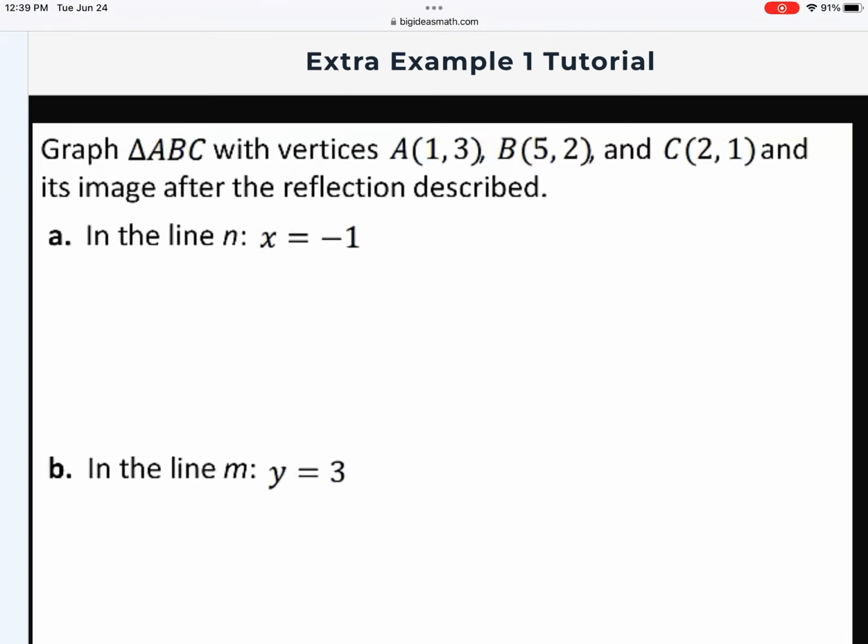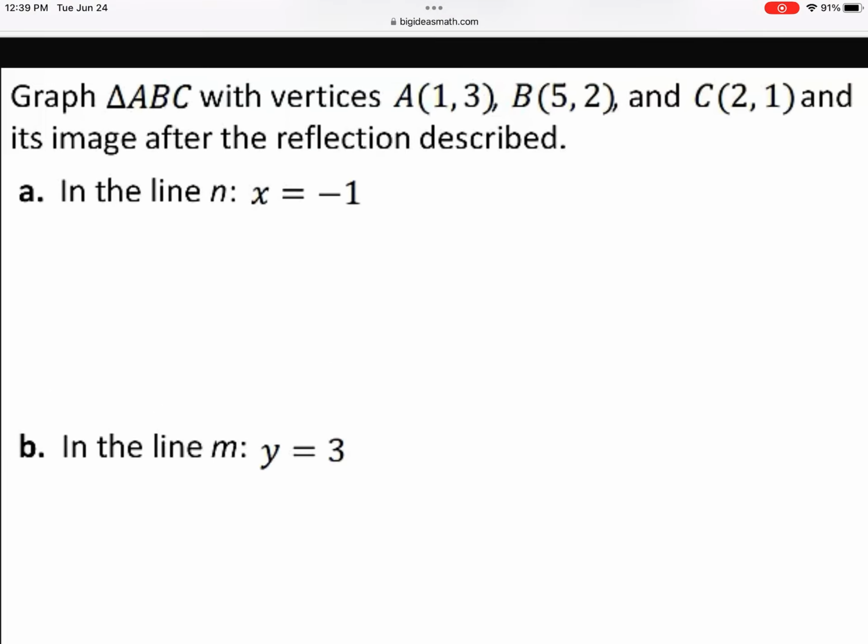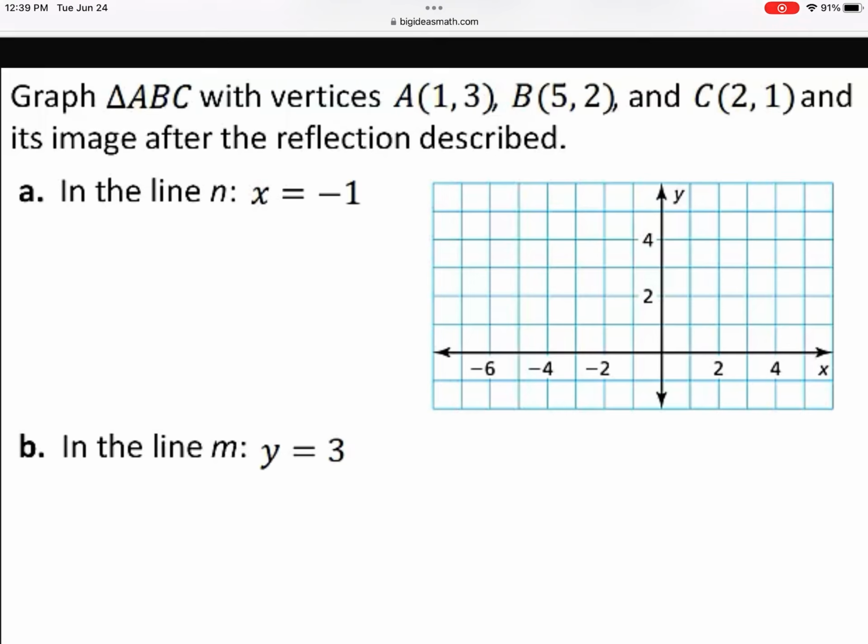Triangle ABC with vertices A(1, 3), B(5, 2), and C(2, 1), and its image after the reflection described. Part A. In line N, x equals -1. First, you want to graph triangle ABC with vertices A(1, 3), B(5, 2), and C(2, 1). Then graph line N along x equals -1.